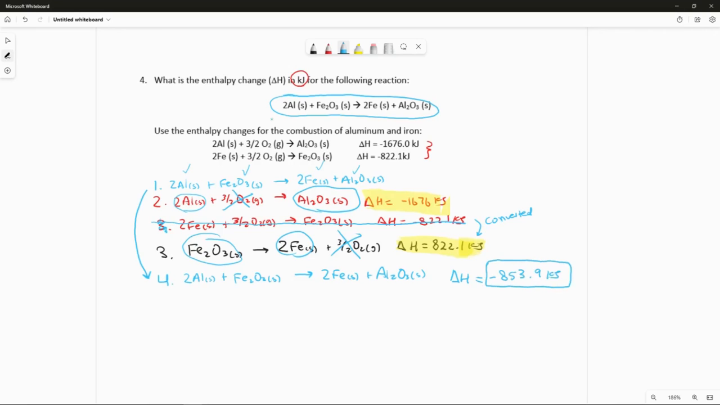And since we have a negative in front, that means our answer is going to be exothermic. We are releasing heat, exothermic. And that's it.